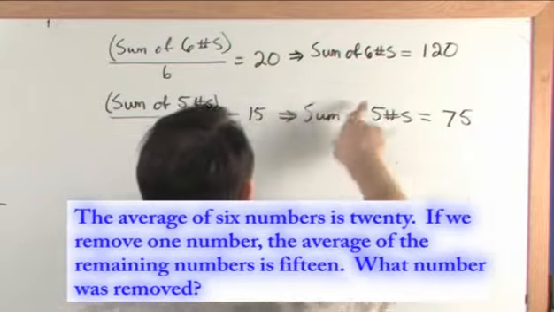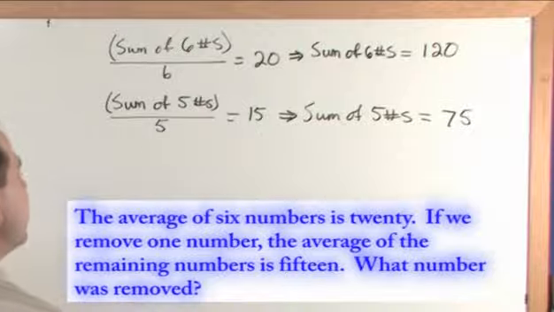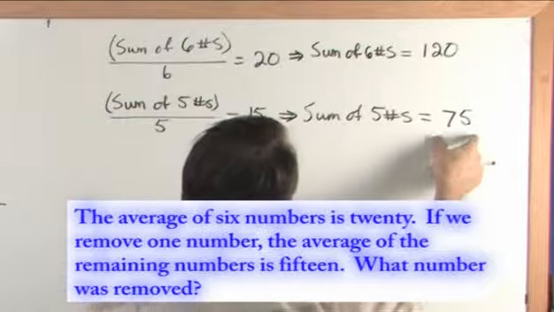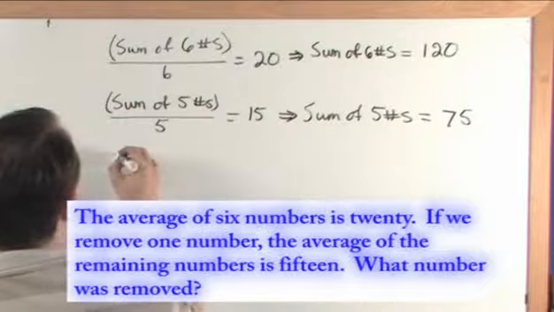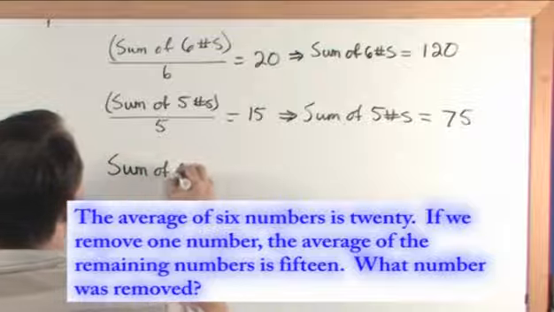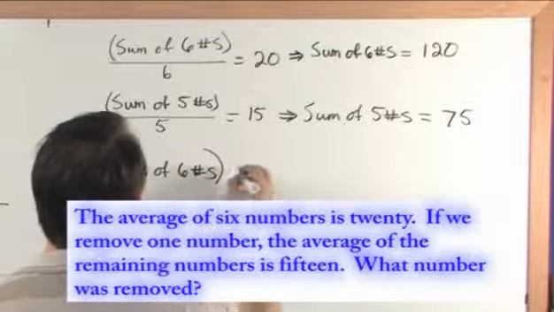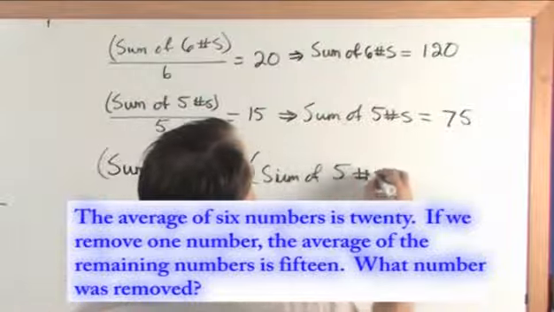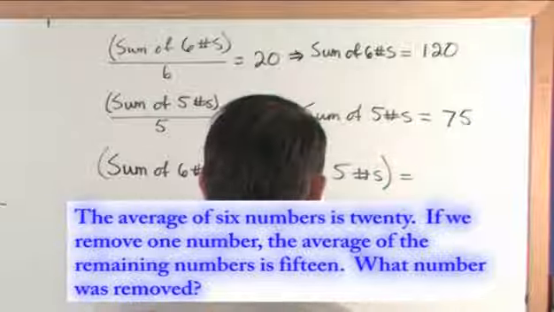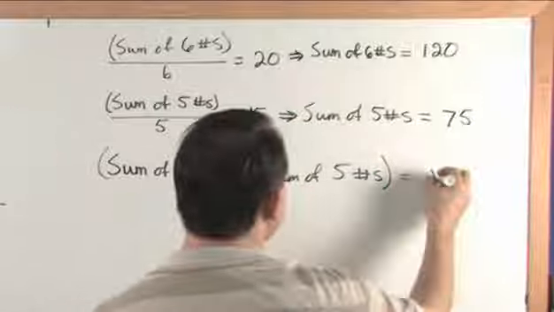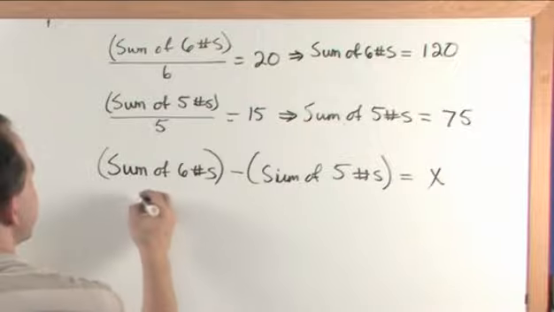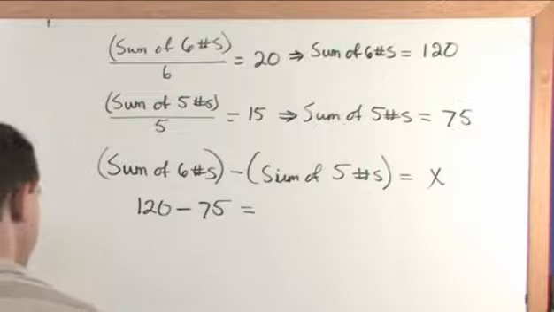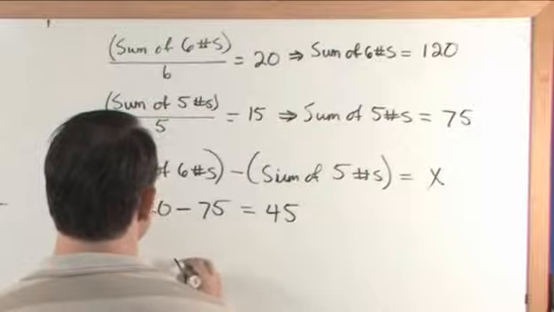So if we subtract these two things, then the difference between them must be the missing number, right? Because we know if we add up all 6 numbers what this equals to, and we know if we add the remaining 5 numbers what that's equal to. If we subtract these two things, we should get the answer. Sum of 6 numbers minus sum of 5 numbers is what we're trying to find. We'll just call it X, that's the missing number, okay? Sum of the 6 numbers is 120 minus 75 is the 5 numbers. And when you do that, you will get 45. So the missing number is equal to 45.